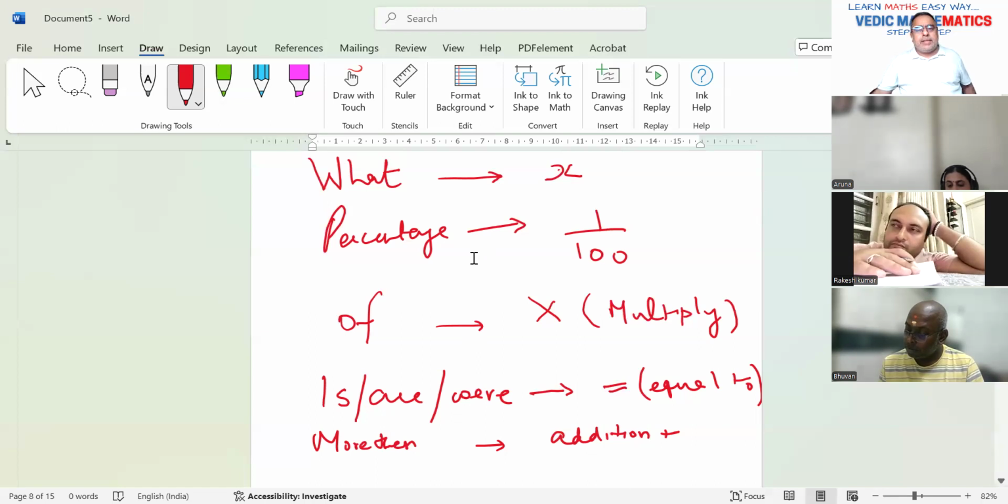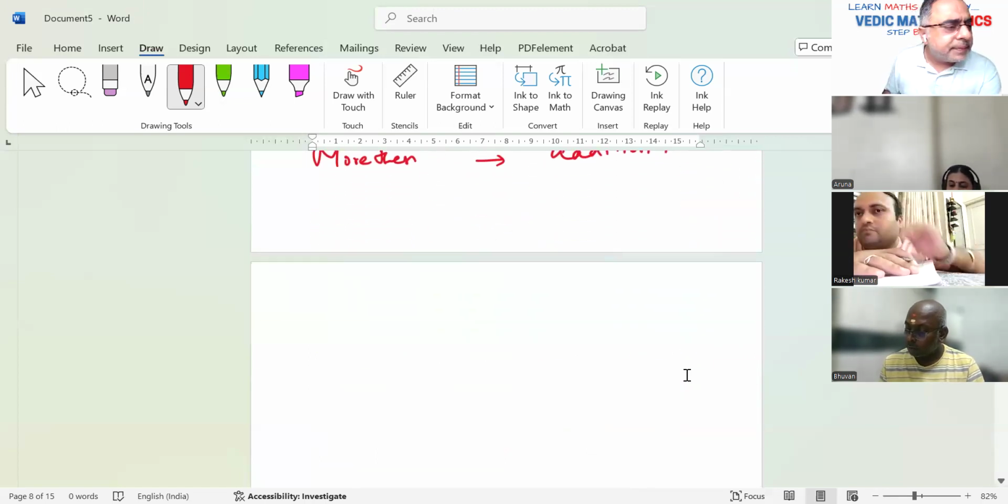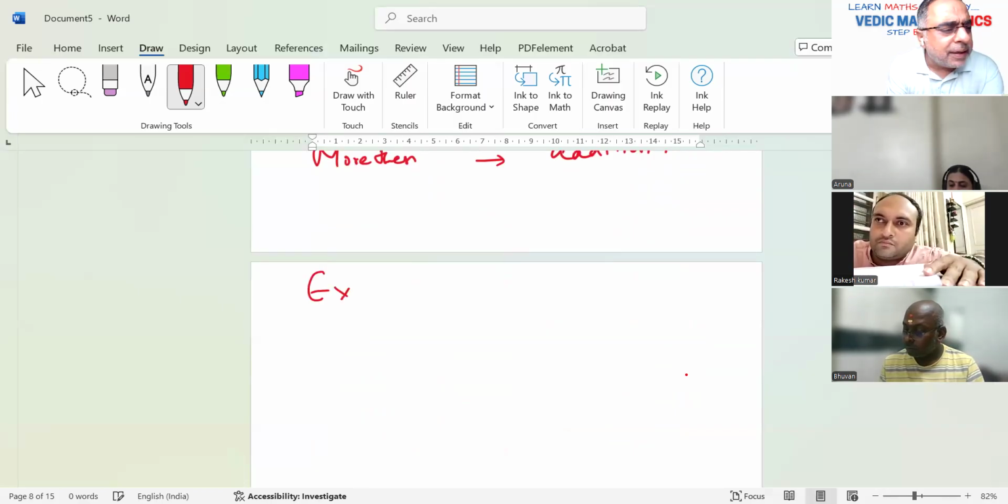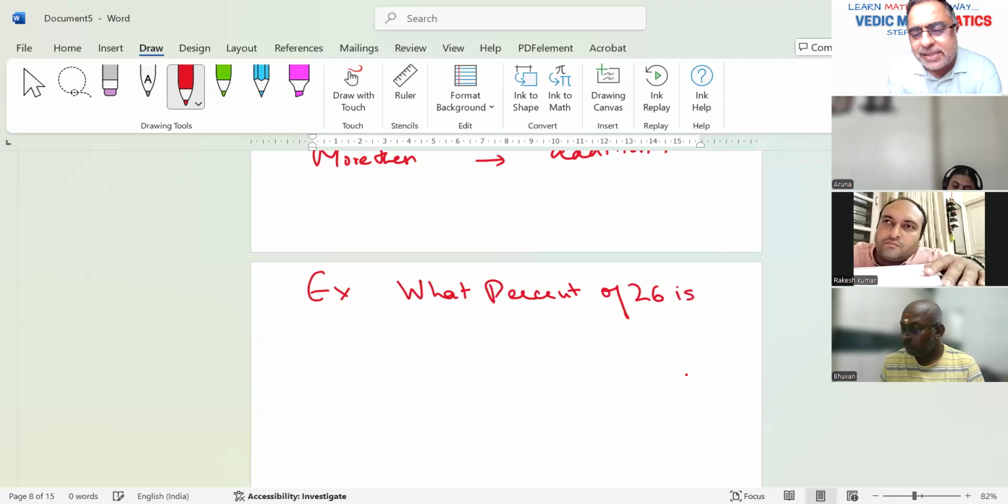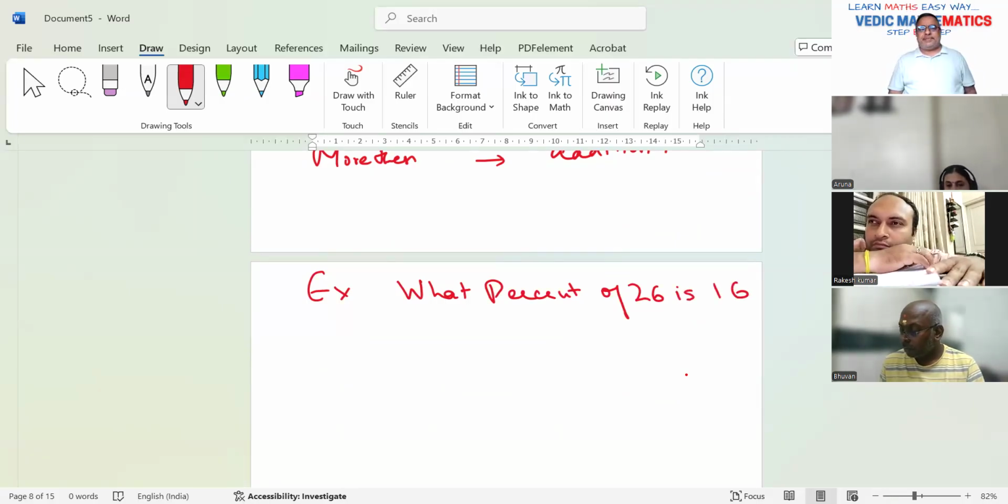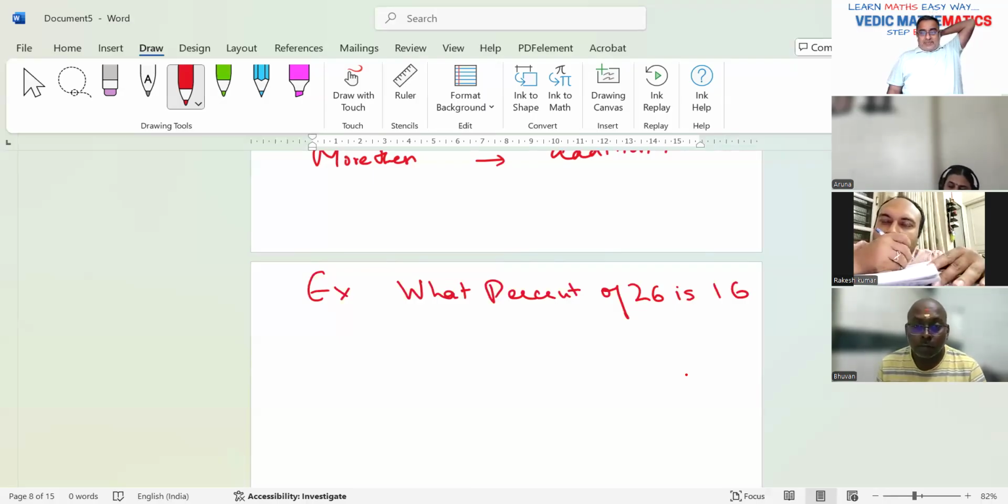Okay. Now let's see. First example. What percent of 26 is 16? When such a question comes, how do you do it? It is not A into B by 100. No. That is why we go wrong over here, because it is a play of words.